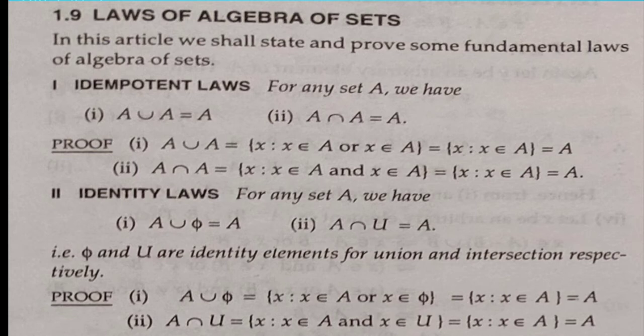For any set A, whichever set it may be, we have: the first one is A union A equals A, and the second one is A intersection A equals A. Now the proof for these two. First let us consider the first one, A union A.